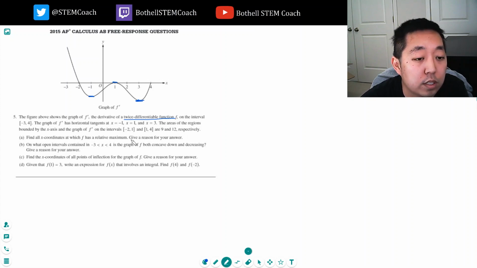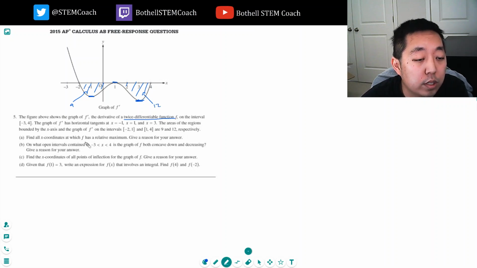They're horizontal tangents there. The areas of the regions bounded by the x-axis and the graph of f prime on the intervals... Oh, okay, so now they're telling an area. From -2 to 1, this area here is 9. And this area here, I assume between 1 and 4, is 12. Okay.